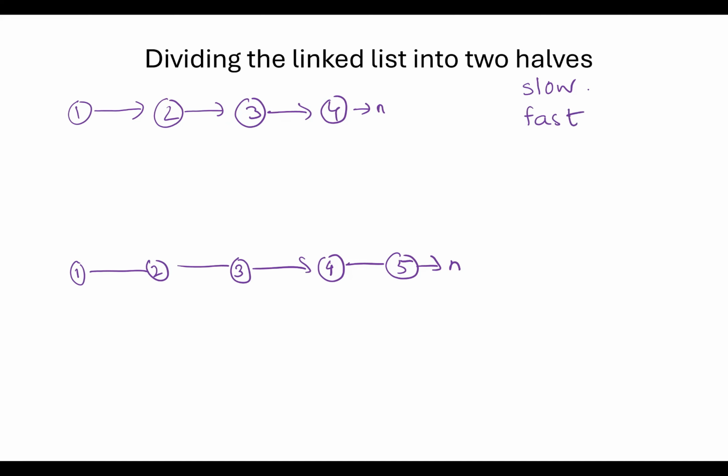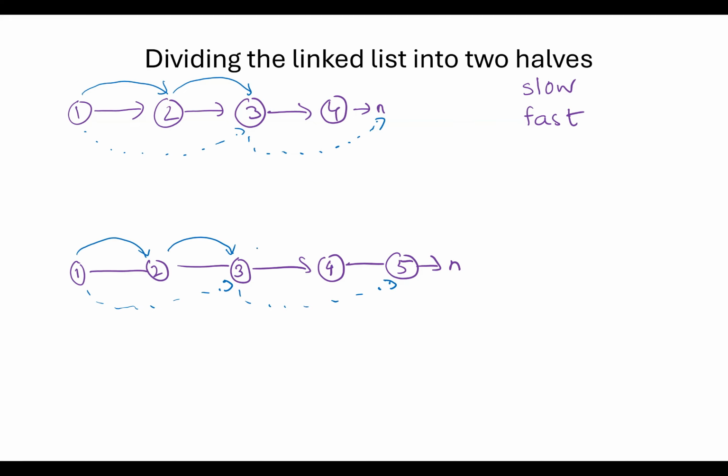The slow pointer moves one place, and when the slow pointer moves one place, the fast pointer moves two places. Next time the slow pointer comes here, the fast pointer goes all the way to this. For the second one, if the slow pointer is here, the fast pointer is going to be here. Then the slow pointer moves here, and the fast pointer moves to this, right? And as you can see, we have to stop somewhere.